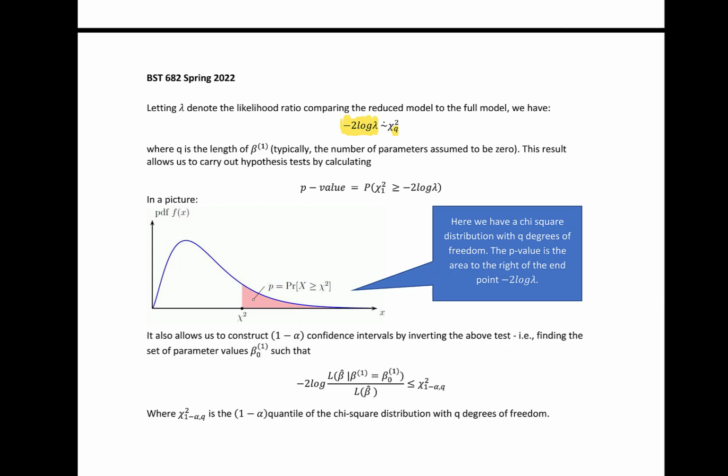And so this result allows us to carry out a hypothesis test by calculating the following. Since we know that minus 2 log lambda follows a chi-squared q distribution, we can find p-values by comparing the test statistic resulting from negative 2 log lambda to a chi-squared distribution. So in a picture here, I do have a chi-squared distribution with q degrees of freedom. If we think in terms of our p-value, really what we're doing here is looking at the area to the right of that endpoint, negative 2 log lambda, just like we have found pretty much every other p-value you've ever looked at.